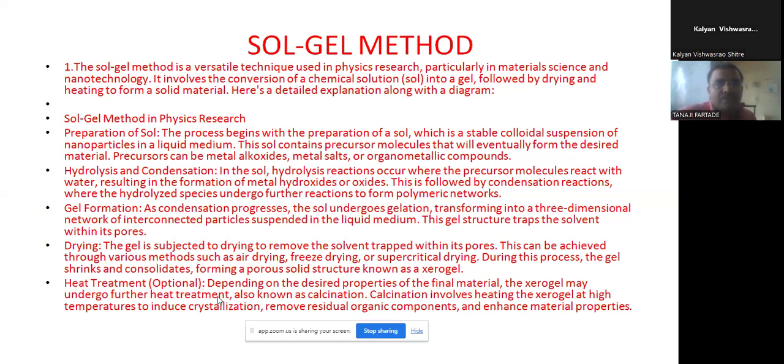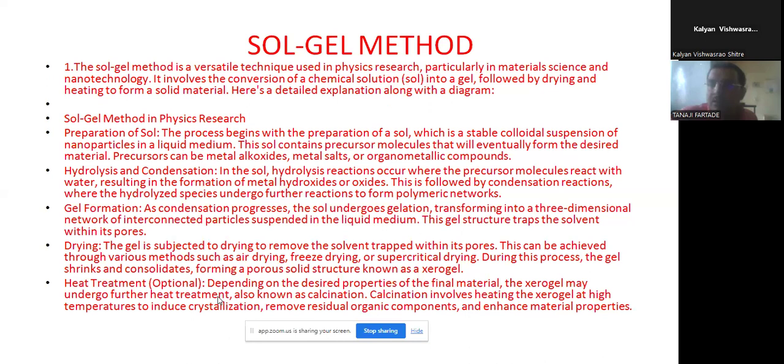Heat treatment. Depending on the desired properties of the final material, the aerogel may undergo further heat treatment such as calcination. Calcination involves heating the aerogel at high temperature to induce crystallization, remove residual organic components, and enhance the material properties. This is the diagram of the sol-gel method.